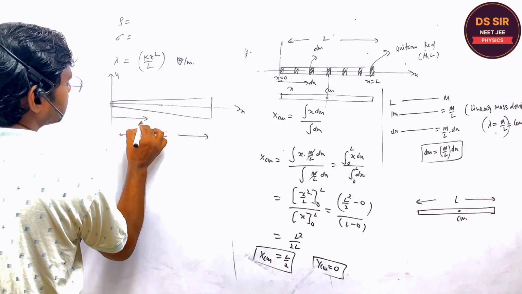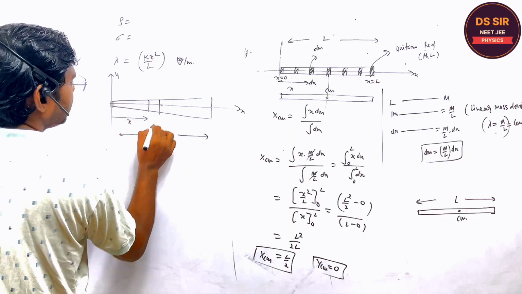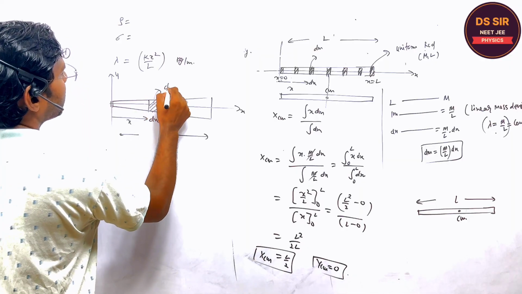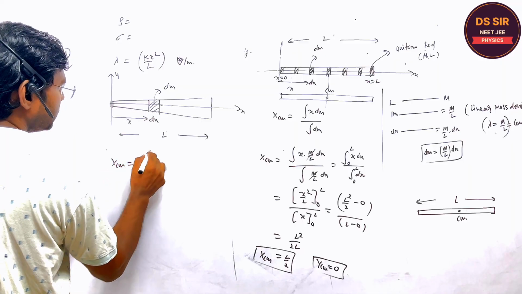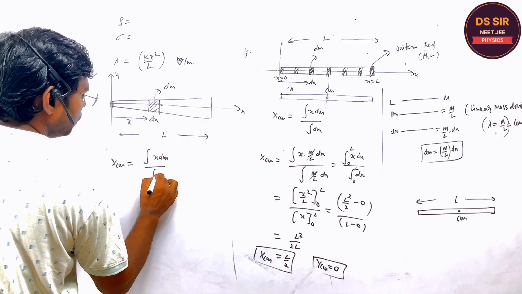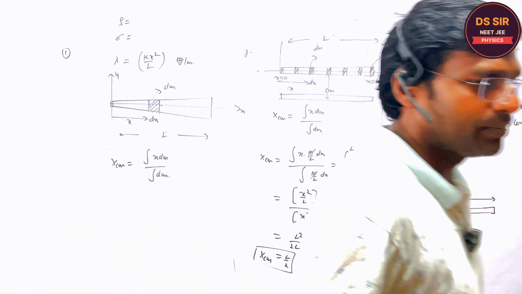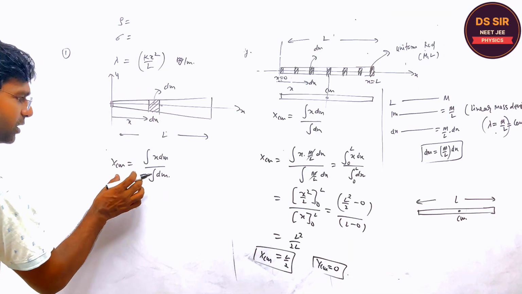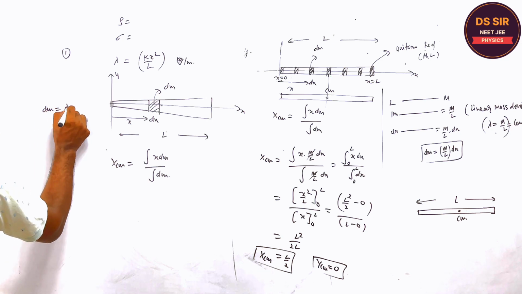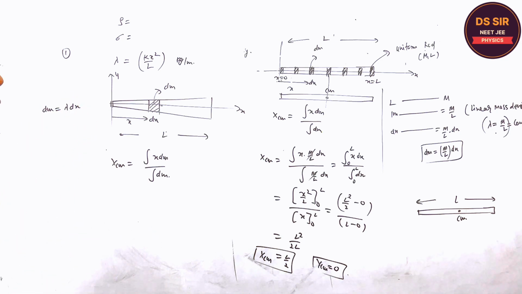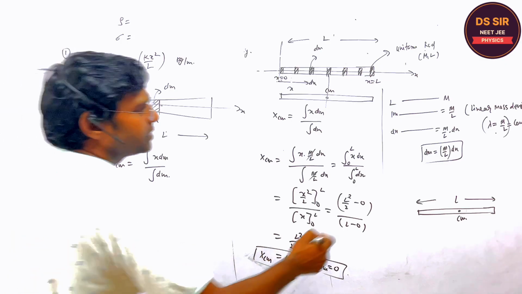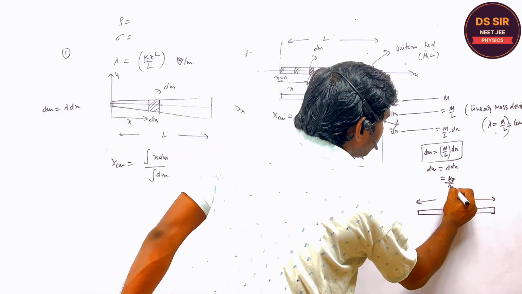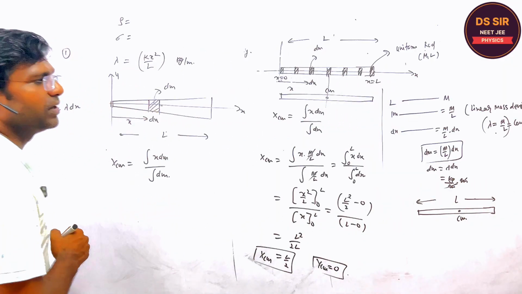So to find this center of mass, you assume at distance x an elemental part of width dx, whose mass is dm. So what is the x center of mass? Say integral of x into dm over integral of dm. Is it clear or not? Now the dm we have to write. The dm is nothing but lambda into dx. You must remember this. This is the linear mass density, lambda into dx. Lambda is in kg per meter into meter, so the dm mass will come.